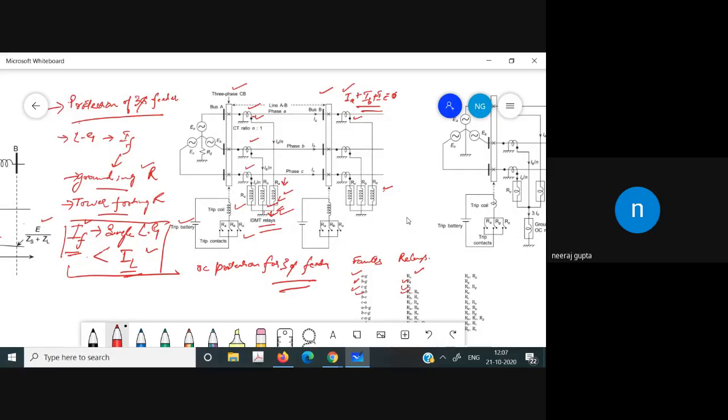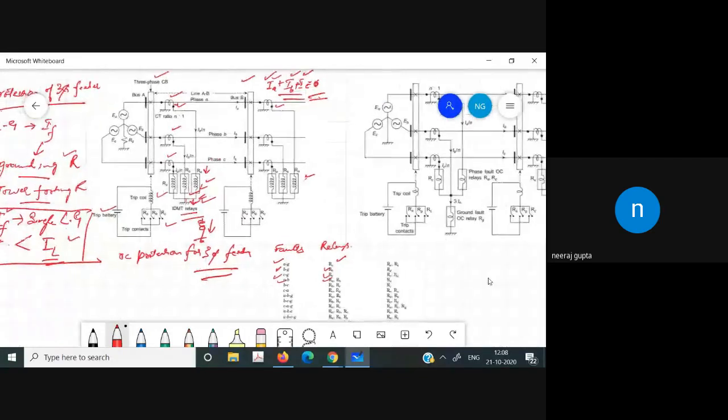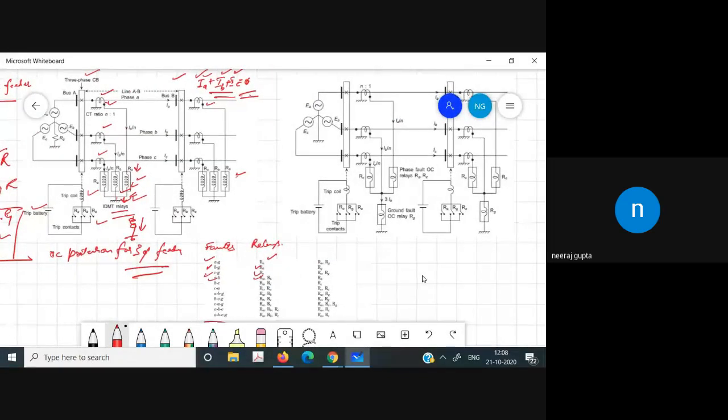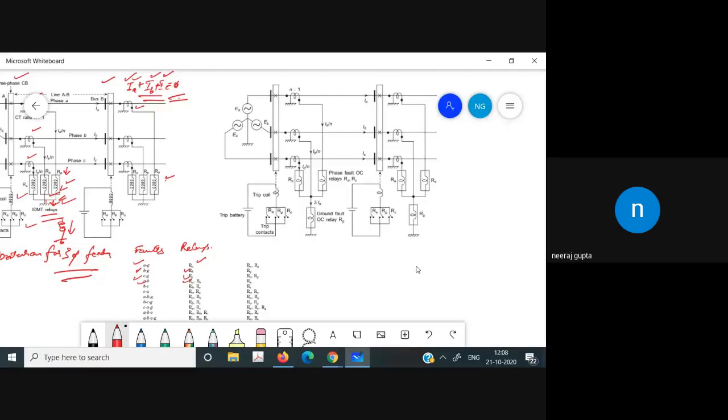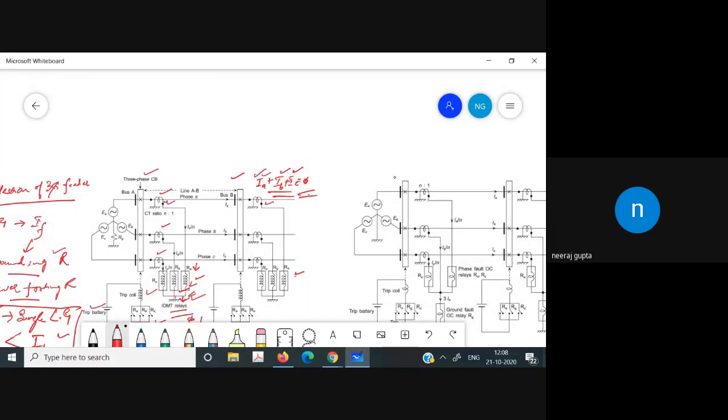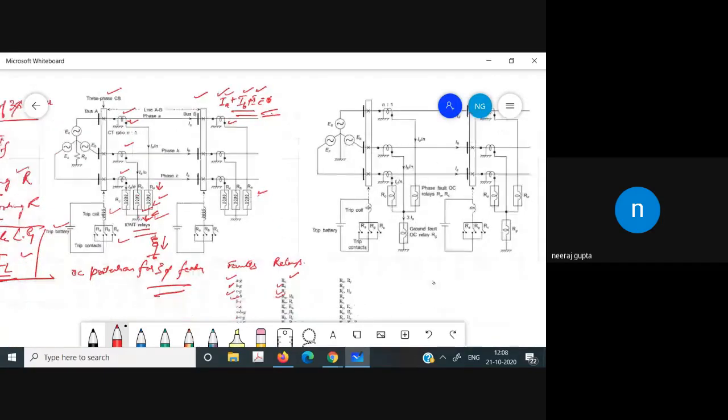If no fault is there, then IA, IB, IC is equal to 0 for a balanced condition. However, if the fault is there, then that current would move towards the ground. And if we use a relay at the ground, it will detect the residual current, and as a result, it will work. So we modify the scheme in such a way that we connect one relay at the ground for the residual current.